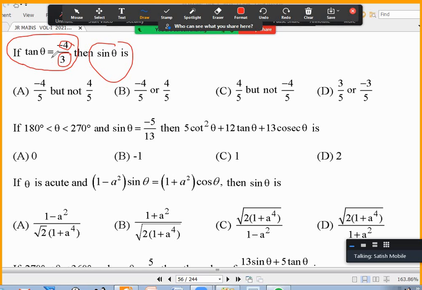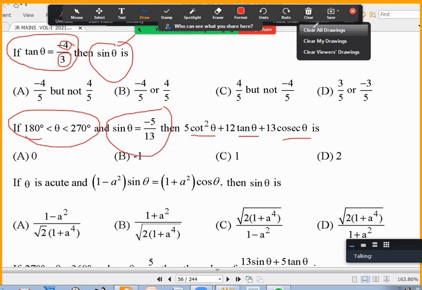But I think we don't know which quadrant, because tan theta is negative in second or fourth quadrant. So sin theta can be positive in the second quadrant and negative in the fourth. Both are okay. When I look at the second question, theta is given in which quadrant? Third quadrant. And they gave sin theta negative. From that you can draw a triangle with opposite side 5, hypotenuse 13, adjacent side 12. You can easily find all these quantities and simplify it.